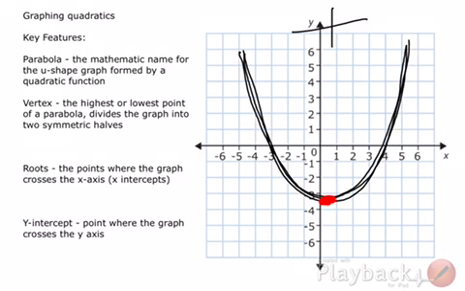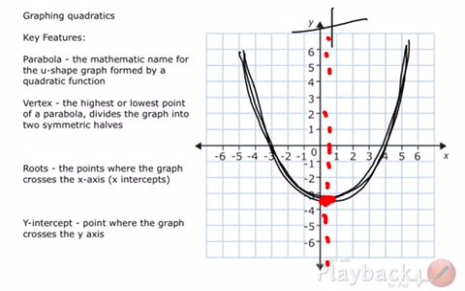The vertex is special because it breaks the graph into two symmetric pieces. On both sides of the vertex, the graph has identical y values. And that's really important for identifying the middle of the graph so that you can graph the rest of the equation.